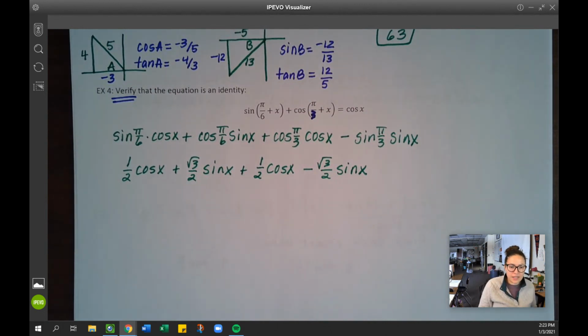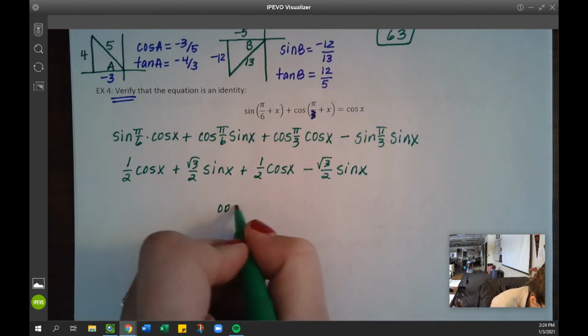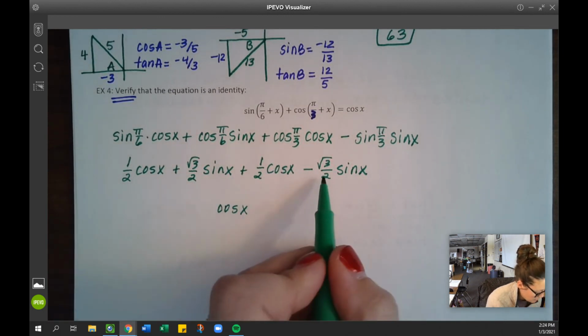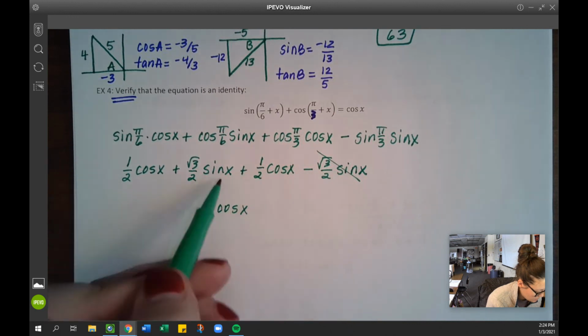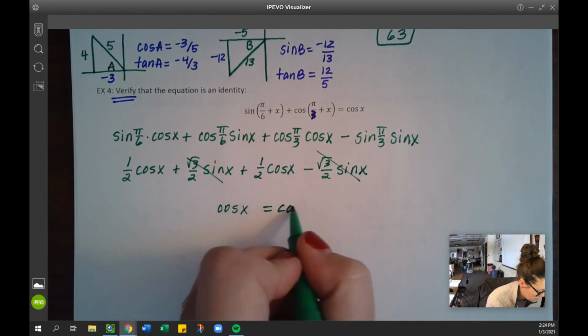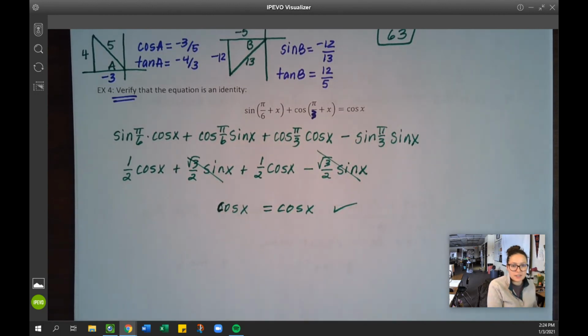All right, let's try to simplify this. Well, 1/2 cosine plus 1/2 cosine is cosine. And square root of 3 over 2 sine x minus square root of 3 over 2 sine x, those are going to cancel out. And hey-o, both sides do in fact equal cosine x. So we have verified that those two sides equal each other. Pretty neat.